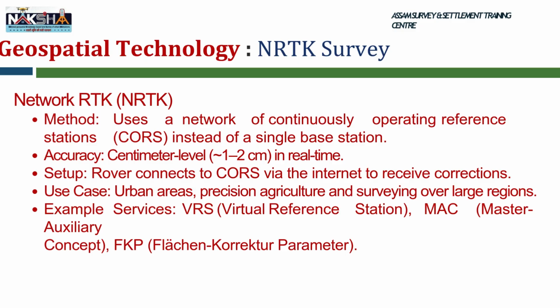This network allows the rover to receive real-time corrections via the internet, achieving centimeter-level accuracy, approximately 1 to 2 centimeters. NRTK is particularly useful in urban environments, precision agriculture, and large-scale surveying where high accuracy is essential. Common methods and services used in NRTK include VRS, MAC, and FKP, each designed to provide reliable corrections across wide areas efficiently.